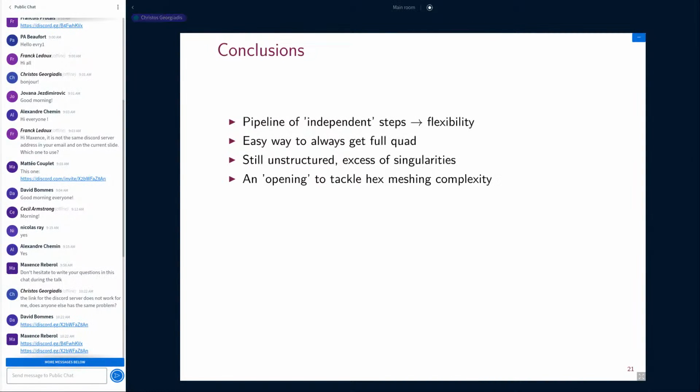And finally, maybe there is an opening here to tackle the hex meshing complexity by making it simpler to begin with, like making these kinds of conditions to make it simple. So that's all. Thank you very much for your attention. And if you have any questions, I'm open.